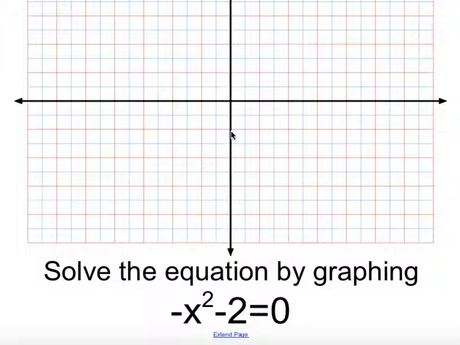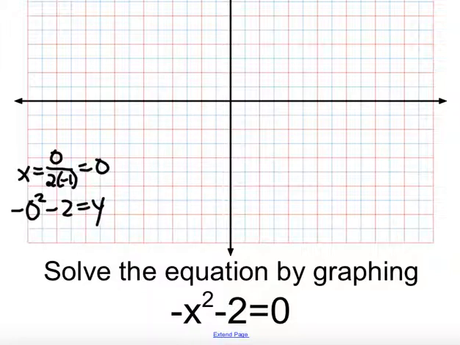Once again, let's start with my axis of symmetry. So we say x is equal to negative b, which I don't have a b, so I have 0 over 2 times negative 1. Still ends up being 0 in this case. I plug it back in to say negative 0 squared minus 2 is equal to y. And so we have y being negative 2. So our vertex is at 0, negative 2.